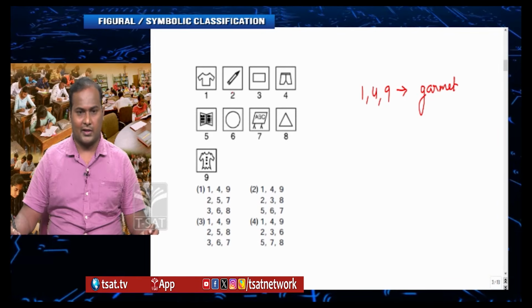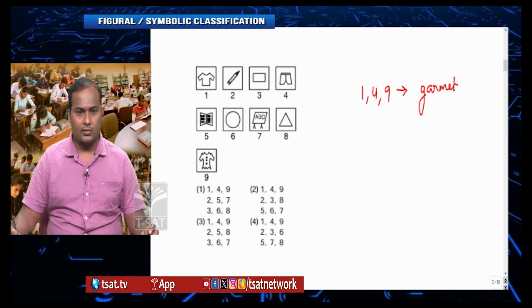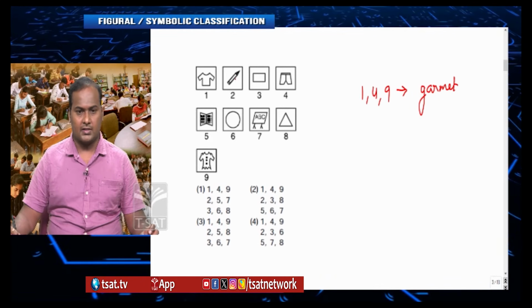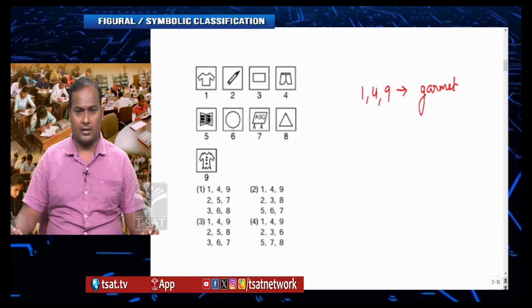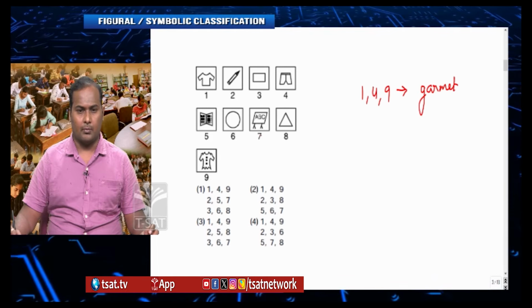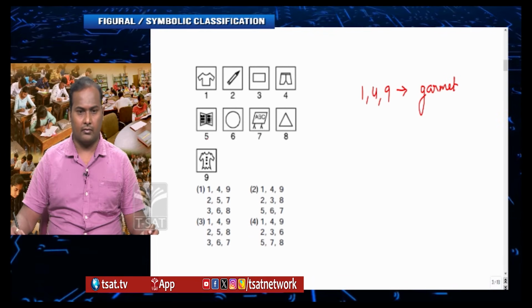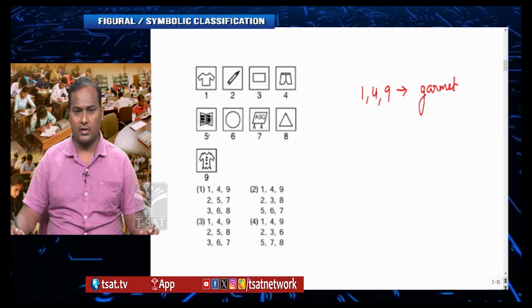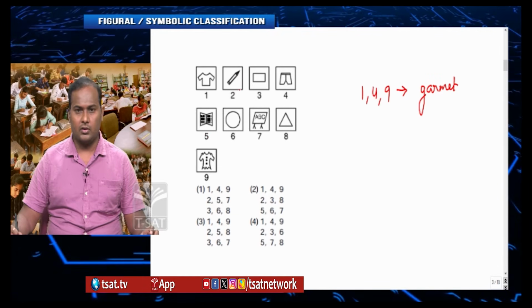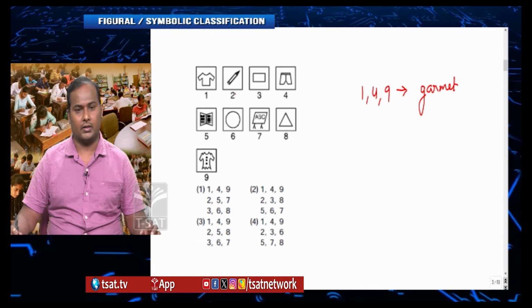In the same way, see the second one. The moment you see the pencil here, there is a pencil. You see in the other figures, there is a board in the 7th one, and in the 5th one there are books. Book is there. So obviously it's talking about stationery. That is the character here.